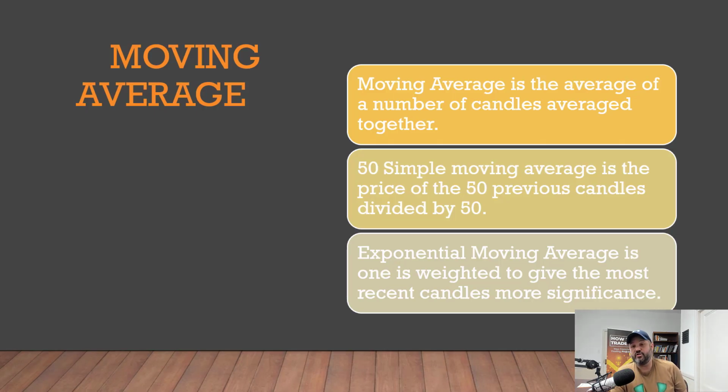So the first part, moving average. Moving average is the average number of candles averaged together. It's just a simple math problem, right? A 50 simple moving average is the price of the 50 previous candles divided by 50. An exponential moving average is the same thing. The only difference is it's weighted to give the most recent candles more significance.